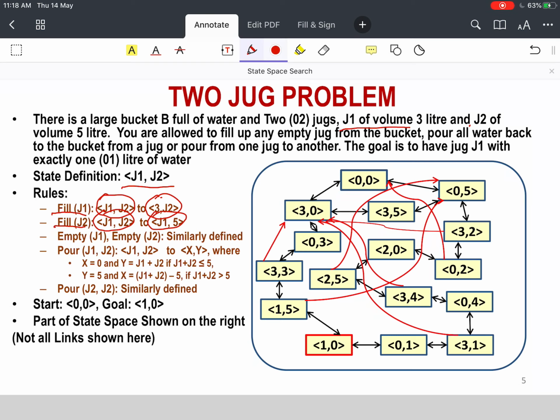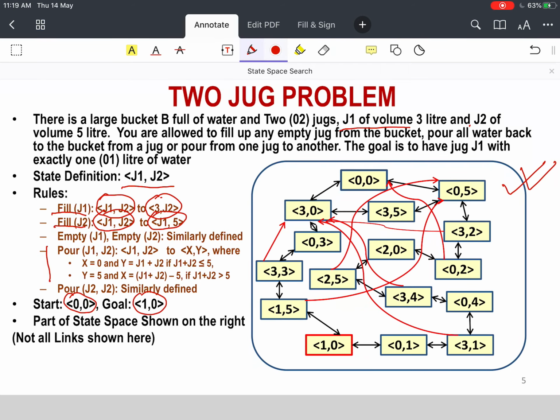Then we can pour from J1 to J2. So suppose it was (J1, J2), then it will become (X, Y). Either J1 will become empty or J2 will become full, and in between them, whatever is remaining, the total mass balance of water must be the same, and therefore the rules are so defined. We have discussed this. The start state is (0, 0), the goal state is (1, 0), and a part of the state space is shown here, and we have discussed this before.